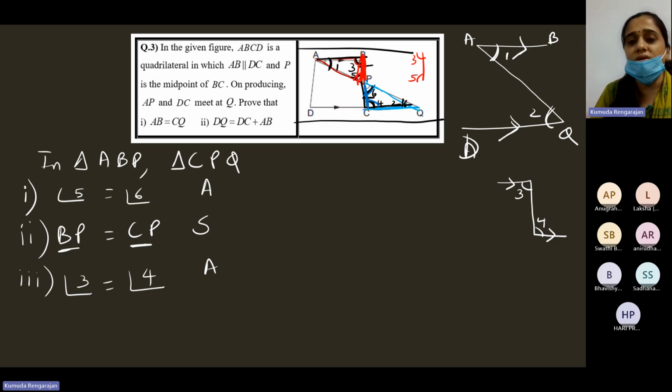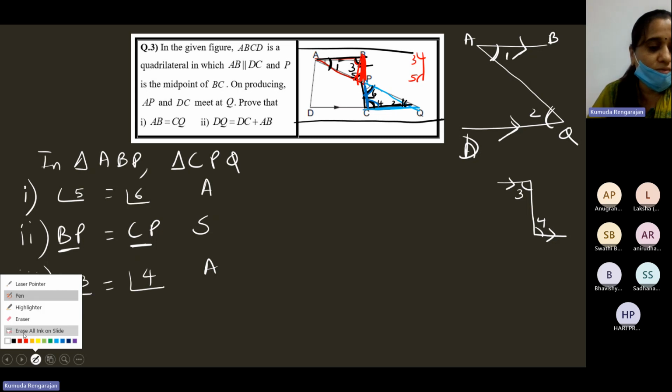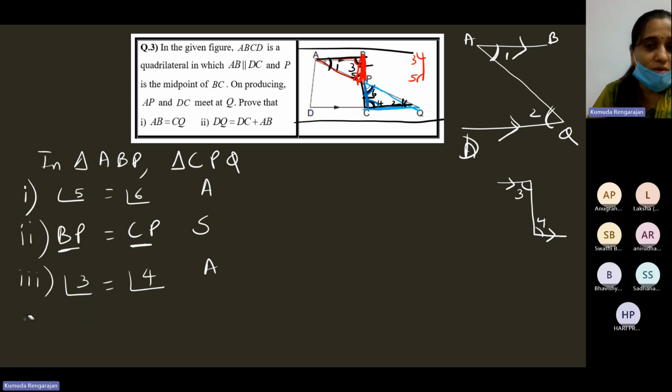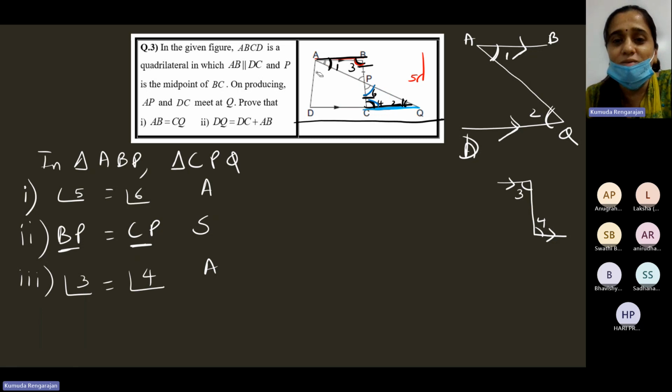Now look at angle 3. To erase everything because it's too crowded. Very crowded. 1 second.